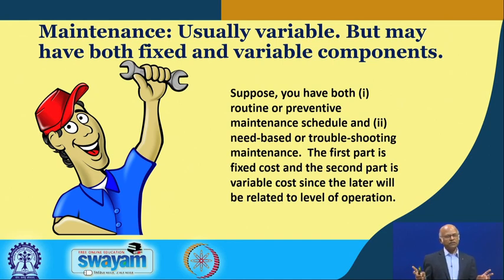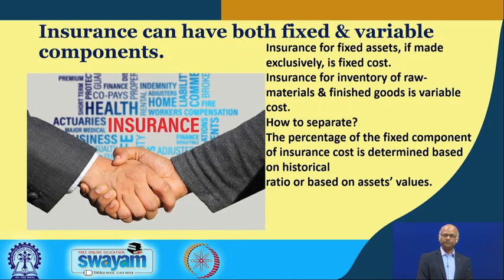Maintenance may have two components. If you have scheduled maintenance, say periodically every three months or quarterly, that may be a fixed component, but usually unless something is mentioned, you take it as a variable cost, because if you produce more, your machine will have more wear and tear and it will demand more maintenance. Insurance may have two components, but we will go by only a single component for the time being. For all fixed assets, you may have a separate insurance policy, and for inventory, you may have another policy. So if you really are interested to bifurcate them, then it is very easy to do.